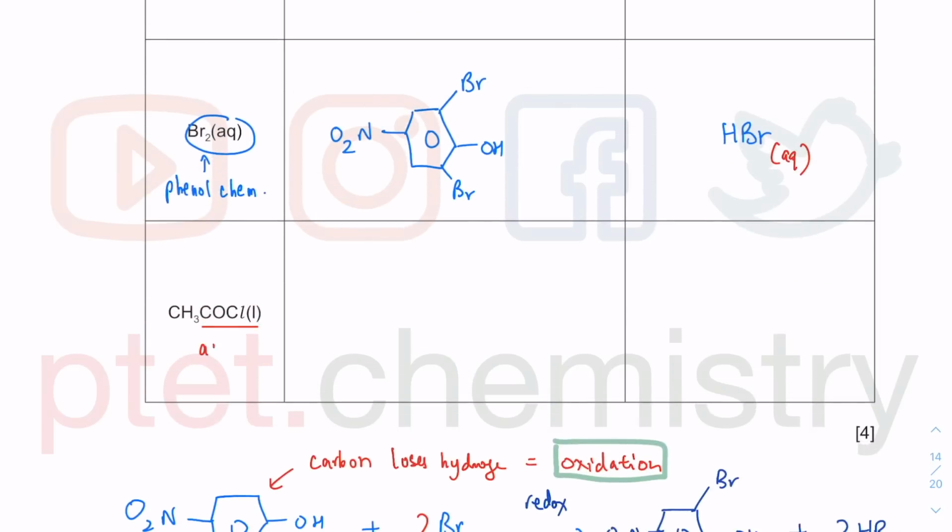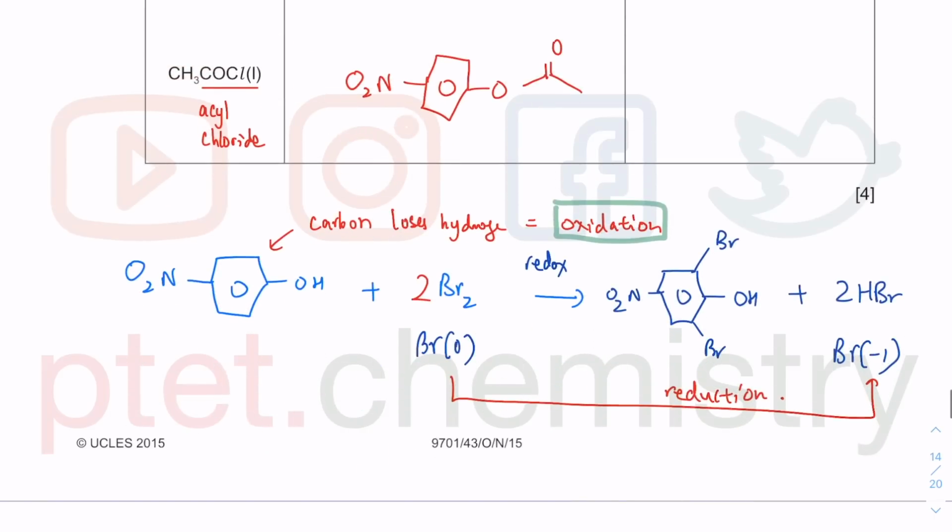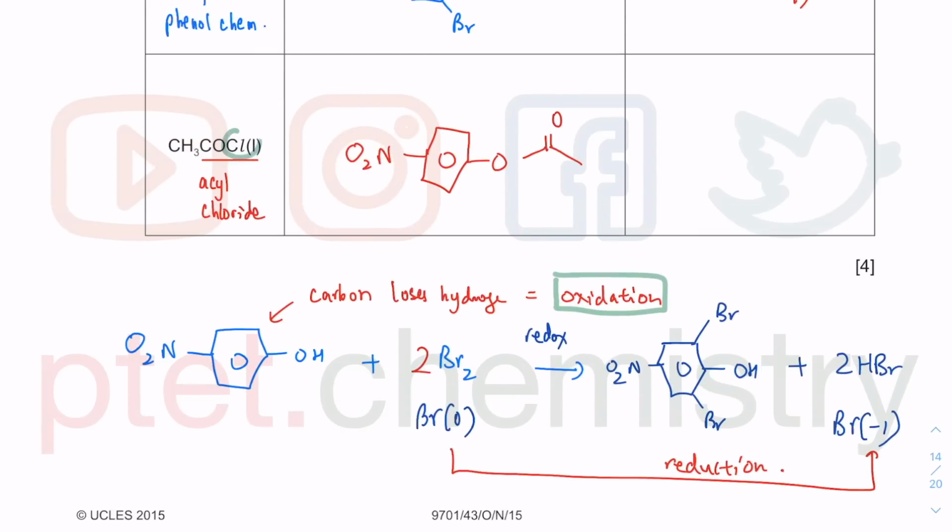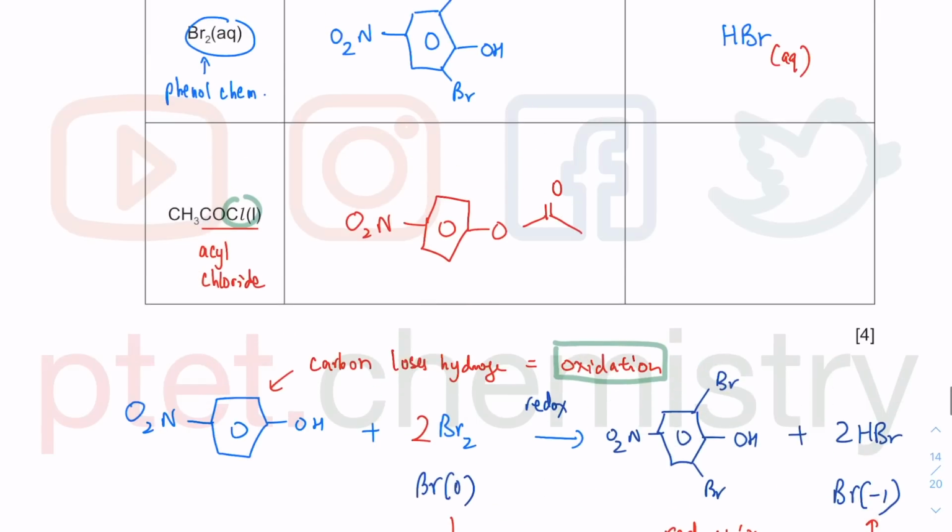This is an acyl chloride. So acyl chloride will react definitely with the phenol, and the phenol will form an ester. This is a CH3CO from the CH3CO fragment. This is what you call a condensation reaction. As the phenol loses the H, you will lose the Cl, and the H comes from the phenol, and you will kick out a small molecule, HCl. Condensation reaction.